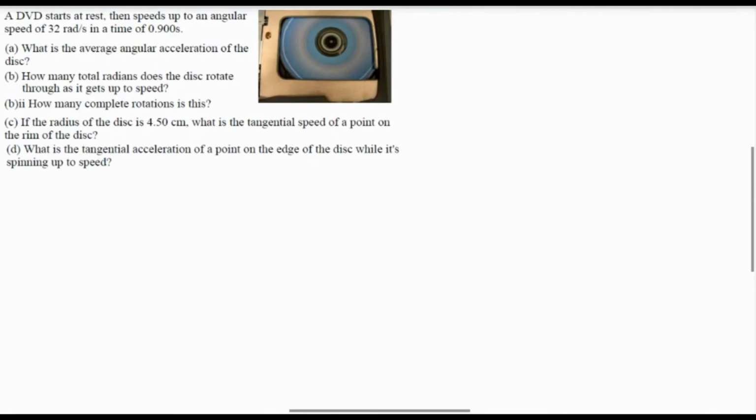And the thing about this question is that the first part can be directly translated into a linear motion problem that you already know how to solve. If I said an object at rest speeds up to 32 meters per second in a time of 0.9 seconds, and then asked you what was its average acceleration and how far did it go, you should be able to do that. So let's start there and then translate it into angular quantities. For question A, if you have change in speed in time, then acceleration is delta v over t. Well, angular acceleration then is delta omega over t. Plug in our numbers and we'll get 35.56 radians per second squared.